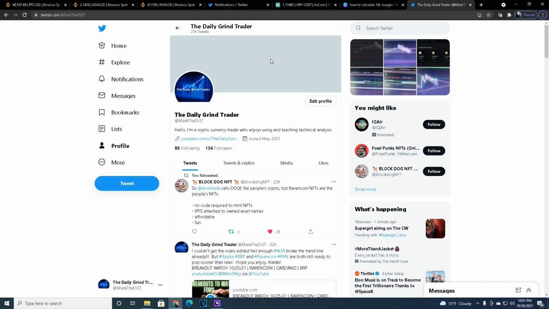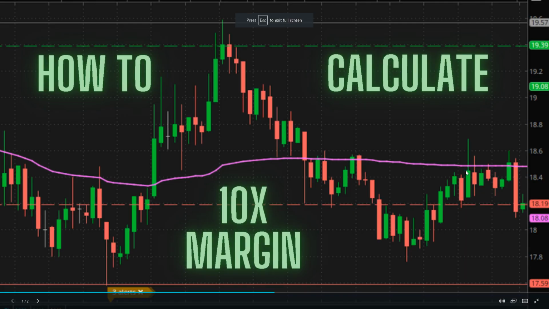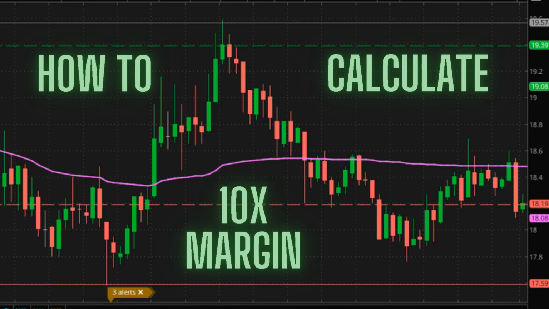With that being said, first and foremost, we have to know one thing. We have to know how margin is calculated, how the liquidation price is calculated, and I'm going to break that down for you first. That is number 1, knowing margin. Alright guys, so I made this quick little slide just to show you how to calculate 10x margin, especially how to calculate the liquidation price. So this is just a quick breakdown.